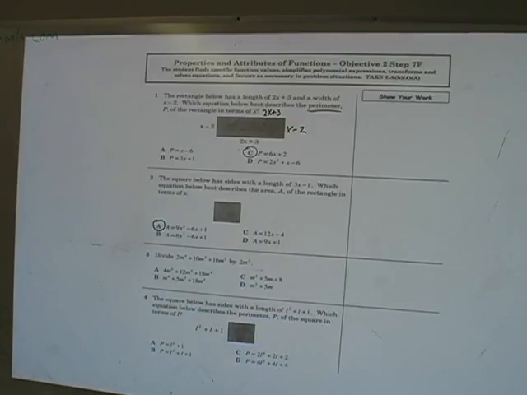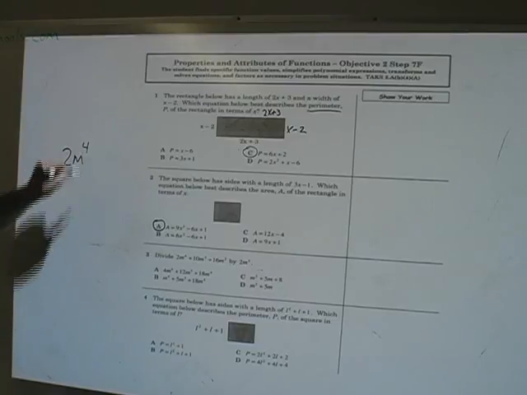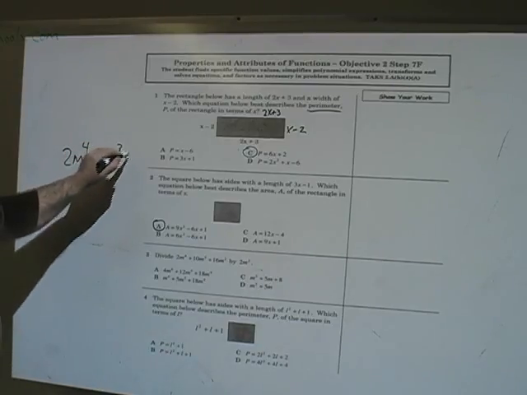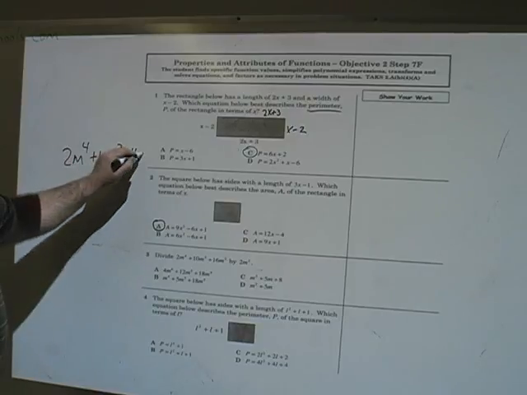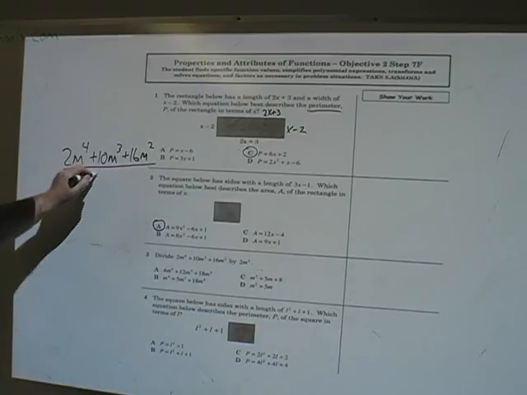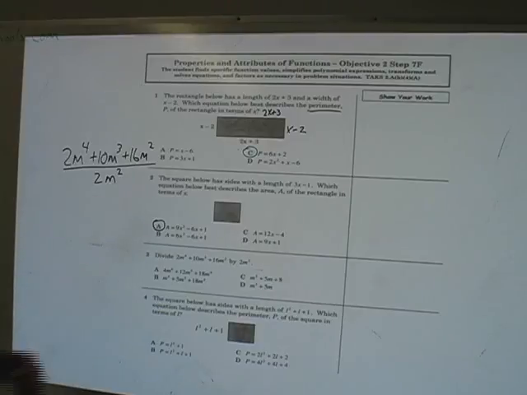Number 3. Okay, here's something a little different that we haven't done yet. Number 3 says to divide 2m to the 4th plus 10m cubed plus 16m squared. We're going to divide that by 2m squared. And I'm just going to make it a fraction. So remember, the fraction bar just means divide, so I'm going to write it like this.